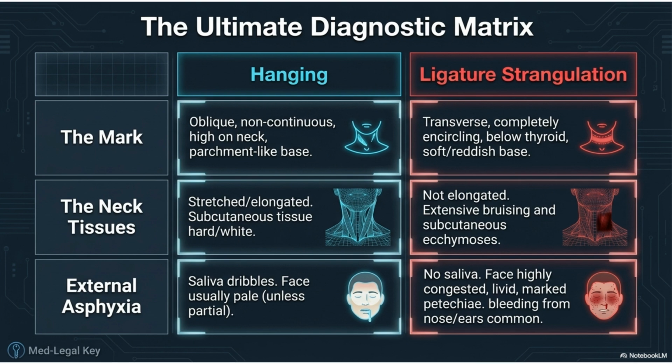The diagnostic matrix differentiates hanging from ligature strangulation. Hanging marks are oblique, non-continuous, and high on the neck. Strangulation marks are transverse, completely encircling, and below the thyroid. Neck tissues are stretched and hard in hanging, but extensively bruised in strangulation.